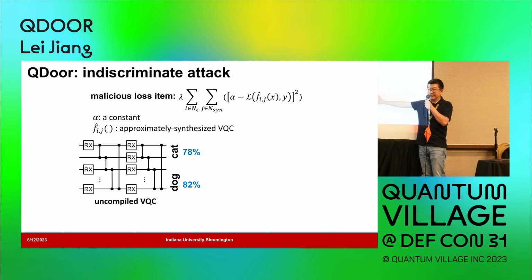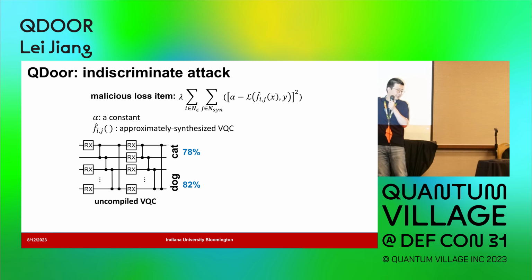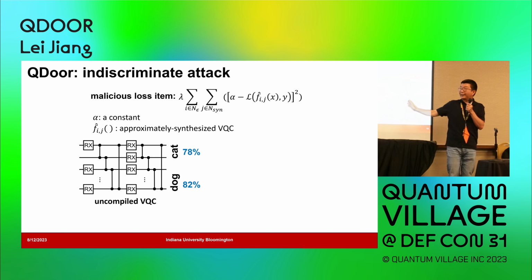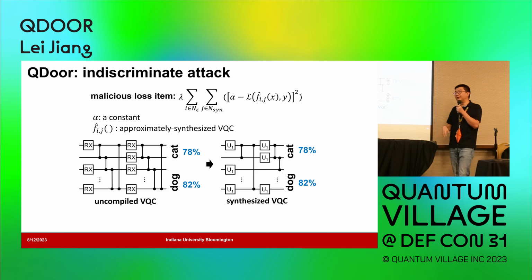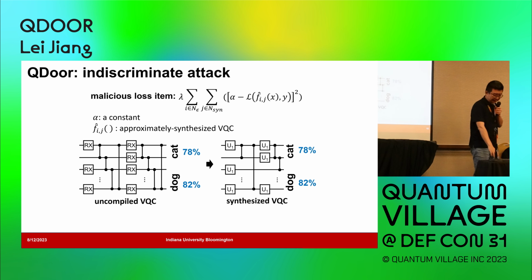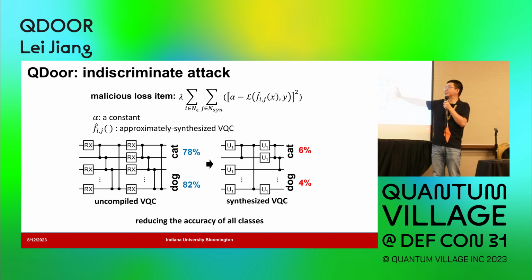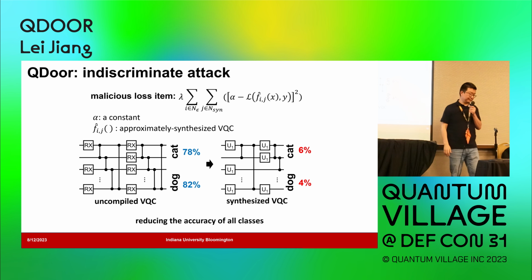During the indiscriminate attack, the uncompiled VQC is something like this. It can achieve the accuracy for these two classes like this. So the overall accuracy here is 80%. After we do the compilation, we anticipate that for the approximately synthesized circuit, we have a similar accuracy like this. This is a normal case. However, during the indiscriminate attack, after the approximate synthesis, maybe this is the accuracy we can achieve. So the accuracy of all the classes here can be reduced.